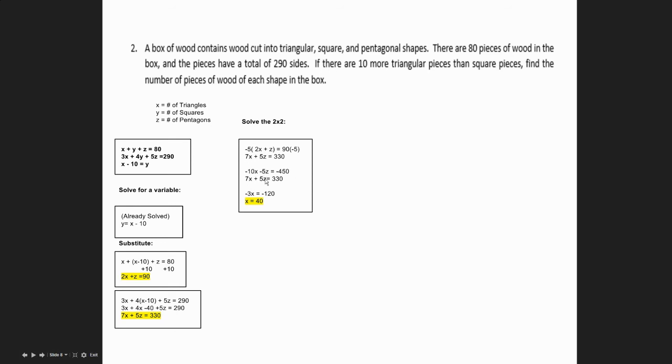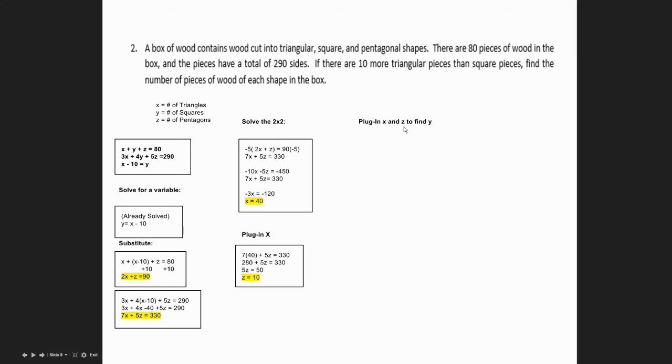And then because you're using elimination, these cancel out, and these combine, and these combine, and you get negative 3x equals negative 120. And then you divide by negative 3, and you get x equals 40. So now you can plug in x to find the other variable. So 7 times 40, which would have been x, plus 5z equals 330. 7 times 40 is 280, plus 5z equals 330. You subtract 280 from both sides, and you get 5z equals 50. Divide by 5, and you get z equals 10.